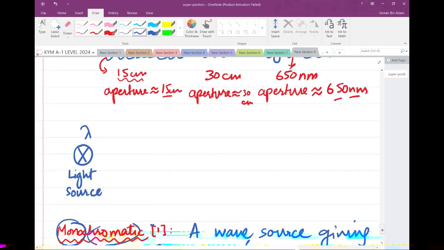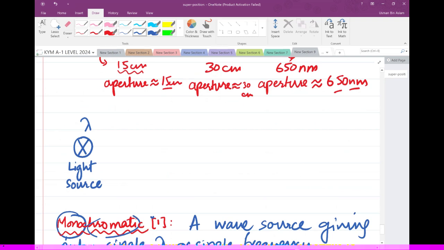Okay, so in my discussion here, I'm saying that this light source is a monochromatic light source. That means it is emitting a single wavelength in all directions. That means the waves which are traveling everywhere are all going to have a single wavelength.